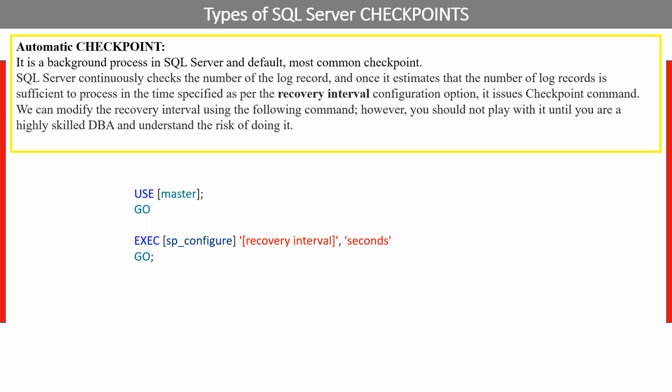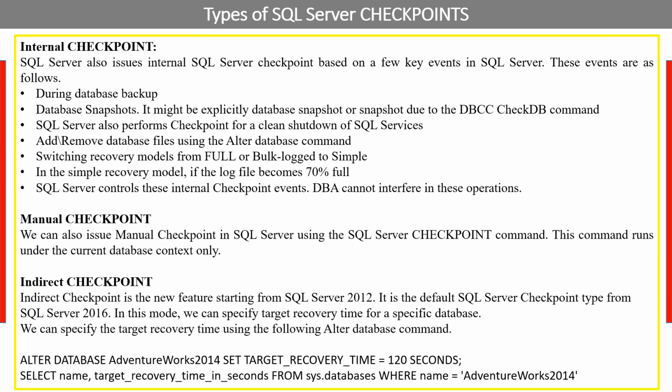Yes. Okay. So we have different types of checkpoints: automatic checkpoint, internal checkpoint, manual checkpoint, indirect checkpoint. Before SQL Server 2012, we had three types of checkpoints: automatic, internal, and manual. After 2012, Microsoft introduced a new concept called indirect checkpoint. So in versions like 2000, 2005, 2008, 2008 R2, we have only three types of checkpoint, and since 2012 onwards, Microsoft introduced one more, the indirect checkpoint.